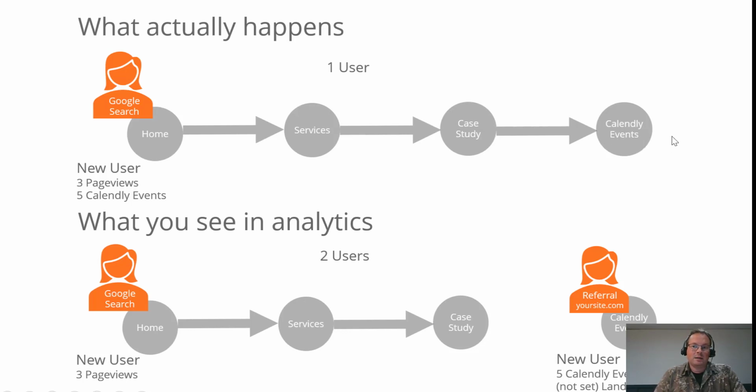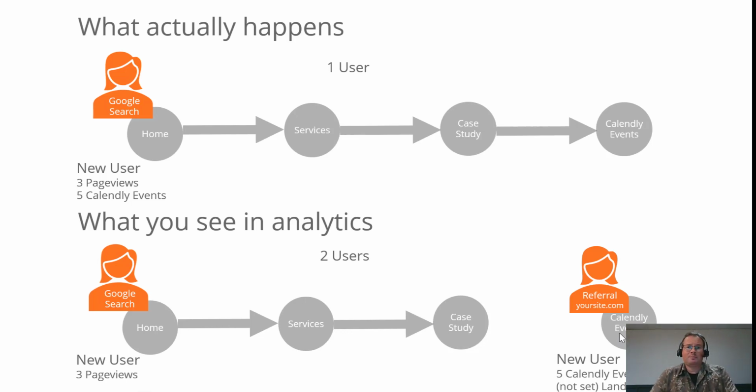And so if someone books a meeting, you'll get your Calendly events. So this person had 3 page views and 5 Calendly events. This is what actually happens. But what you see in analytics is not one user, but 2 users. One user who comes via home, services, case study with 3 page views, and then another user who's a referral from your site, and that person will have all 5 Calendly events. And as an interesting side effect, they'll also have a not set landing page because there's no page. There's only events in this.